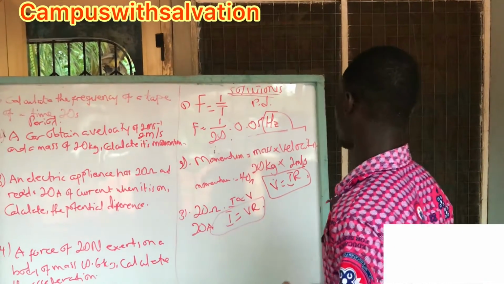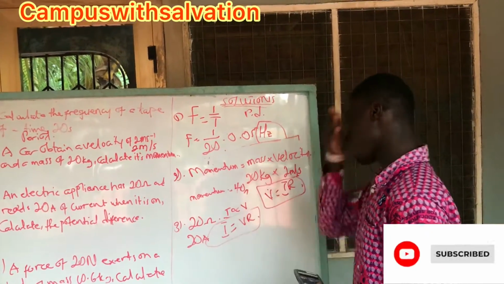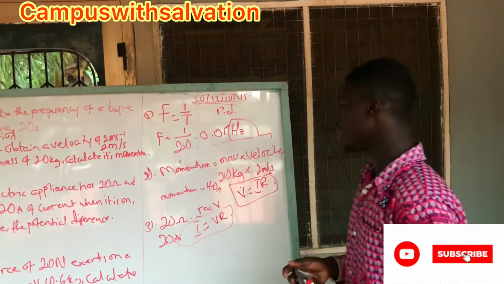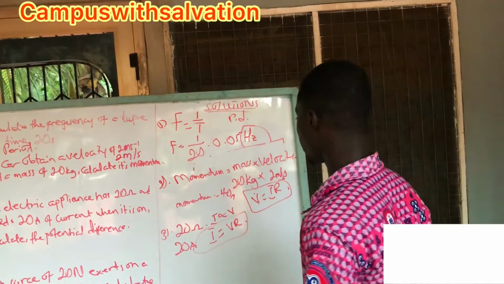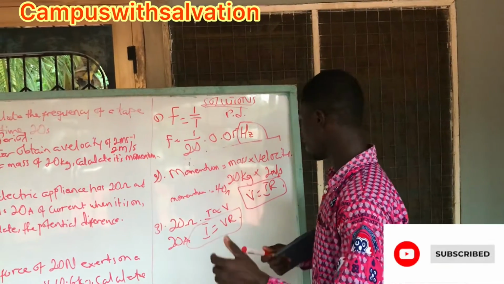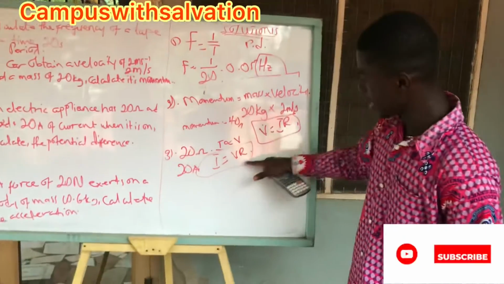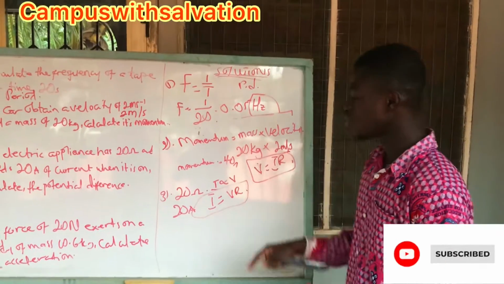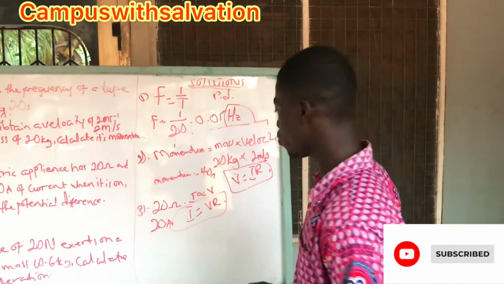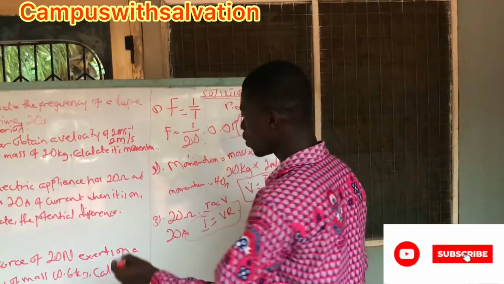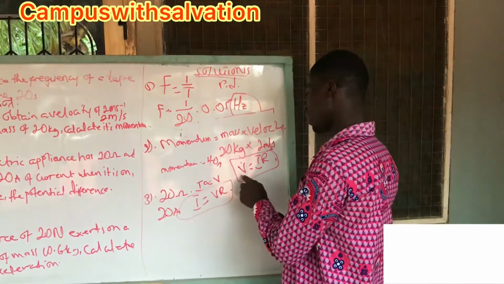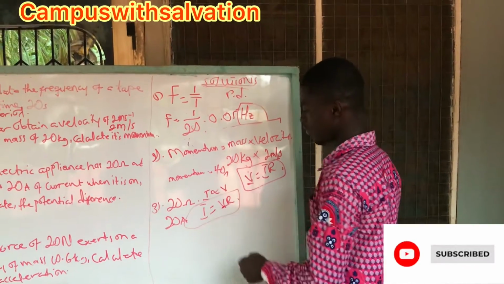You can do it anyhow you want because it's very, very simple. This formula and this formula, you can use to calculate the questions. Very simple. So let's go. Calculate the potential difference. So we are calculating for V.